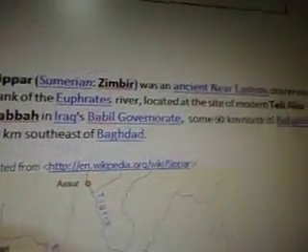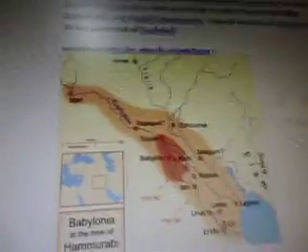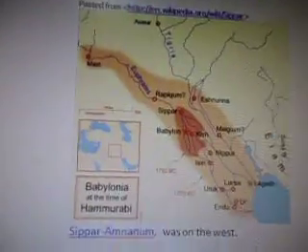Okay, so this one over here is Sippar. Sippar, Sumerian Zimbir, was an ancient Near Eastern city on the east bank of the Euphrates River, located at the site of modern Tell Abu Habbah in Iraq's Babil Governorate, some 60 kilometers north of Babylon, 30 kilometers southwest of Baghdad. This is where the original Babylon was, I guess, many moons ago. Sippar-Amnanum was on the west.